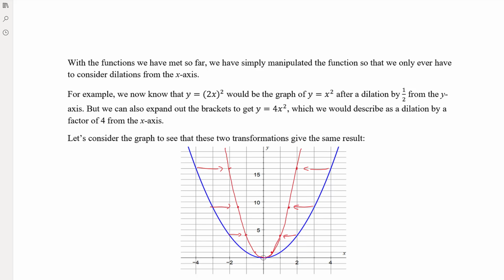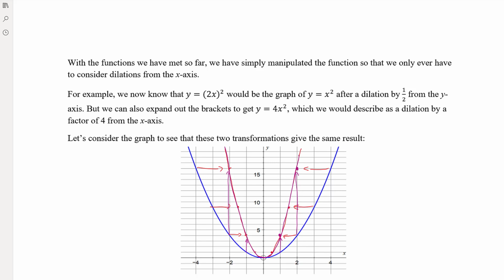But we could also think about dilating from the x-axis by a factor of 4. So the point (1, 1) goes to the point (1, 4). The point (2, 4) goes to the point (2, 16). And we could do the same on the other side. We could pick some other points as well. So actually, they do produce the same graph, and that makes sense because they are the same equation.